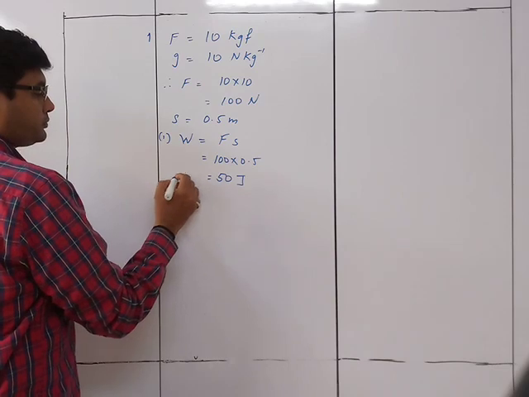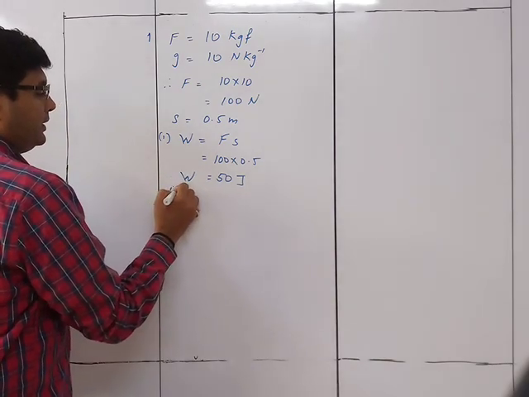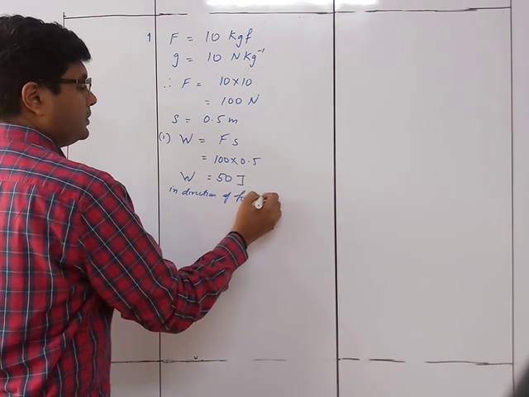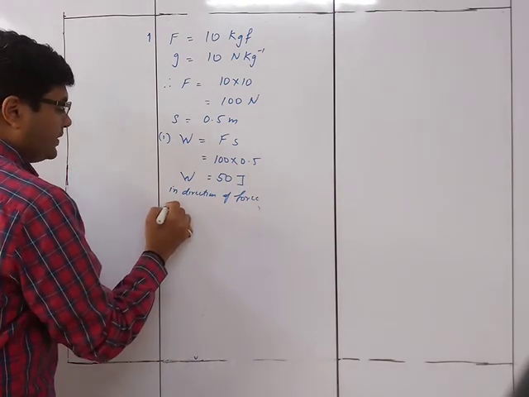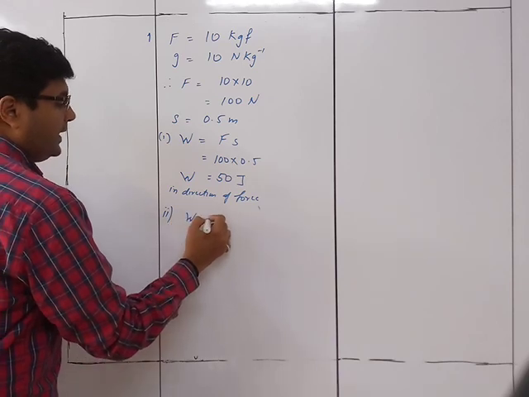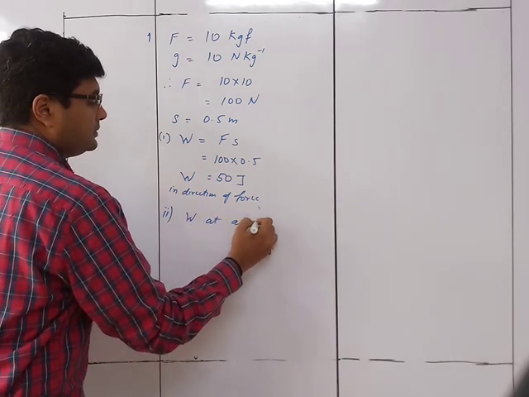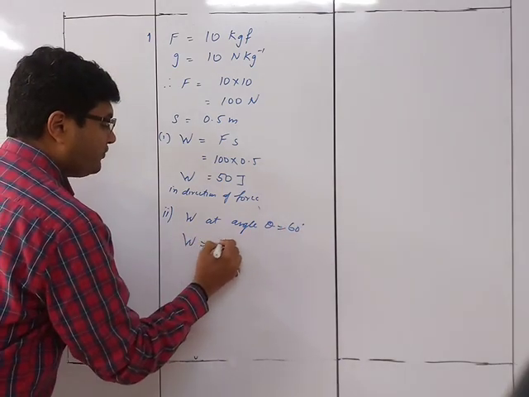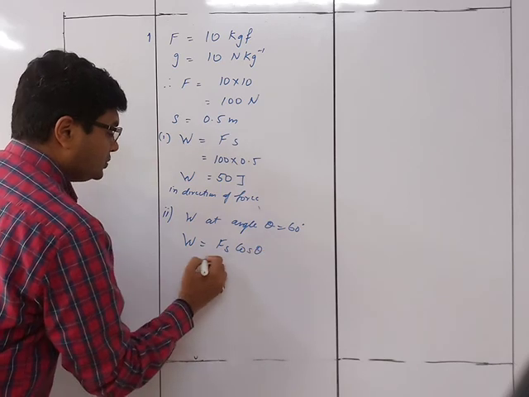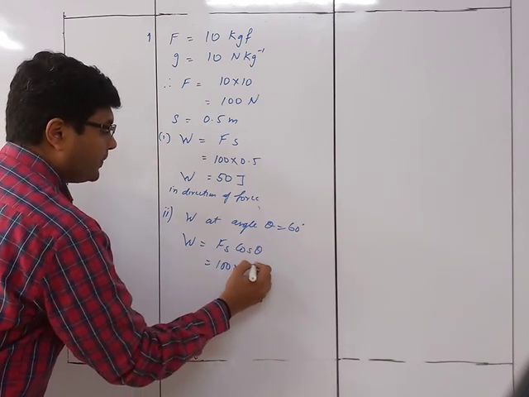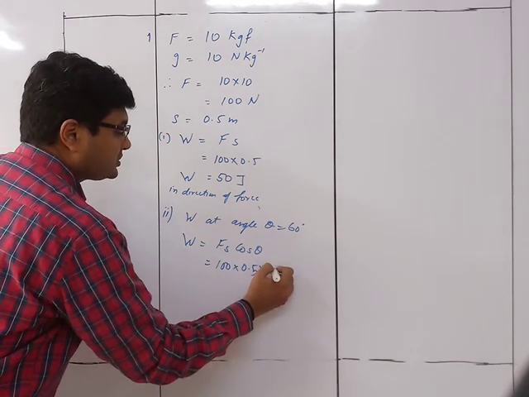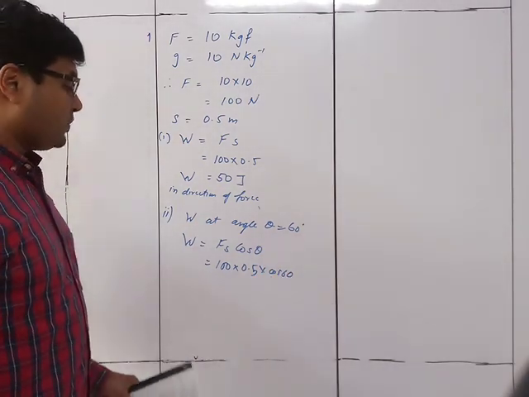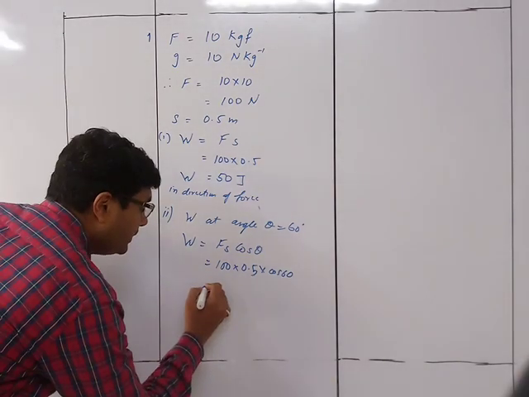This was W in the direction of force. Okay, that is the first one. Second one is W at angle theta is equal to 60 degrees. So W is equal to Fs cos theta. That is going to be 100 into 0.5 into cos of 60. Now cos 60 is given as 1 upon 2. So it will be 100.